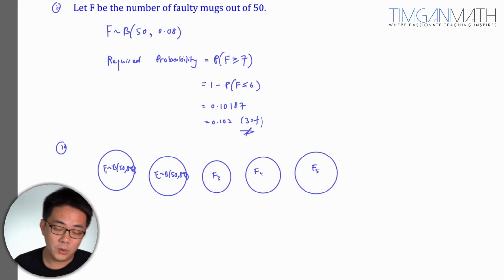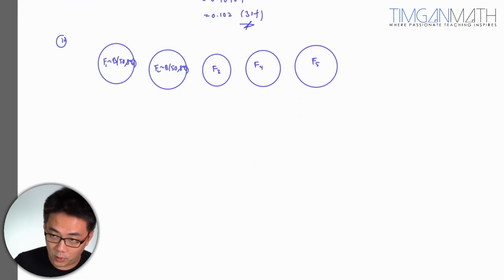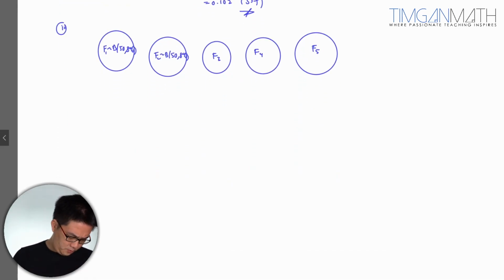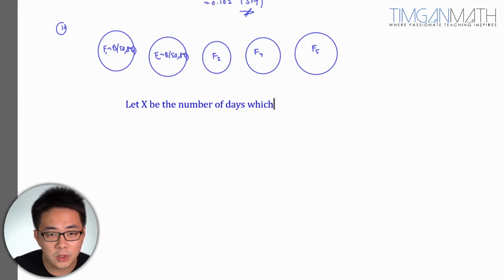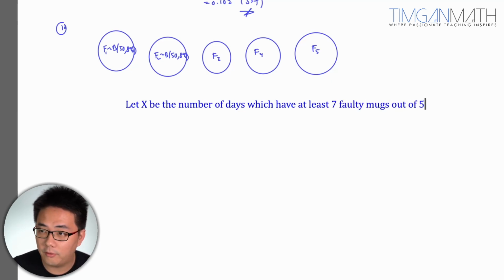So you check whether a day would have at least 7. The condition here is at least 7 marks are found on a day or not, whether you satisfy this condition or not, right? So let me just write down, this is like a binomial within a binomial. It's a very typical question. So let x be the number of days which have at least 7 40 marks out of 5 days.